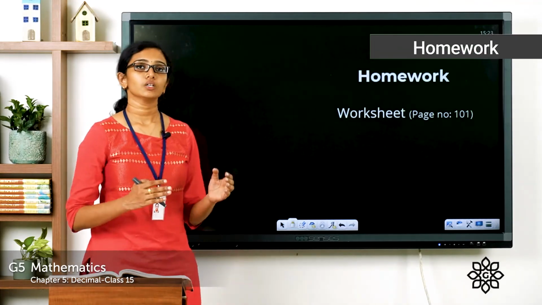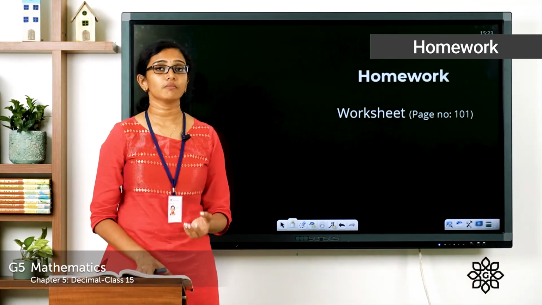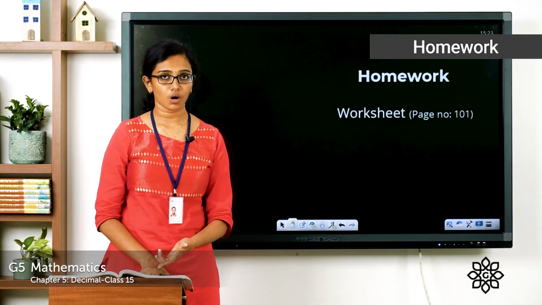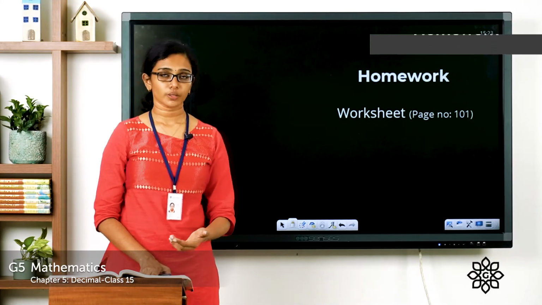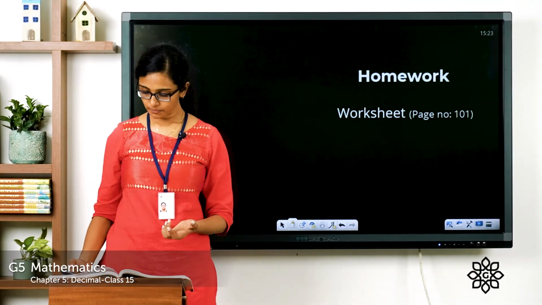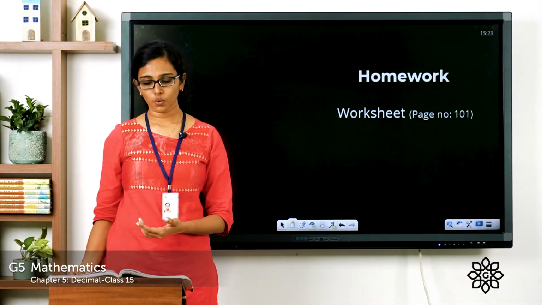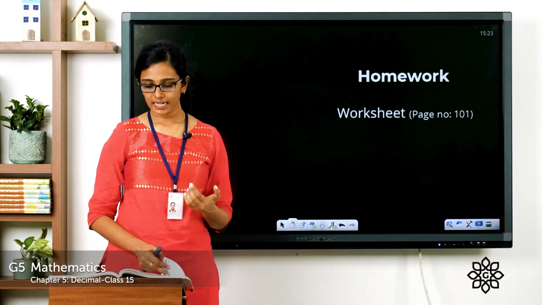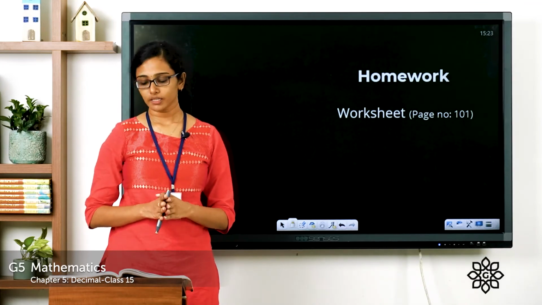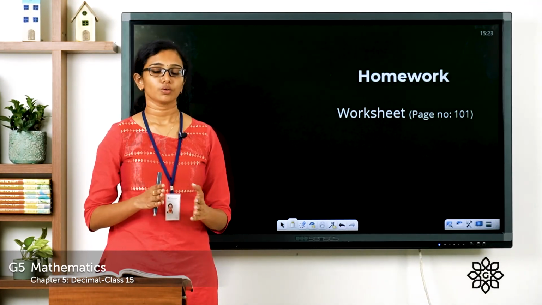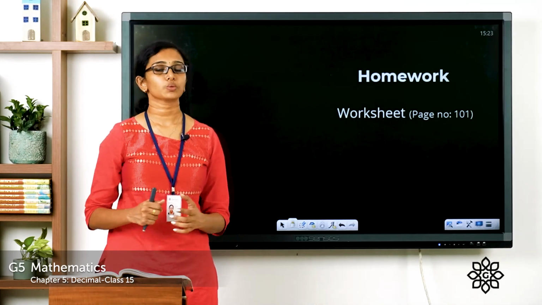Now children, you can go through these questions once again and make sure you complete all the questions. You can work out these questions in your notebook. You have to complete all the questions. Then in page number 99, there is a heading Maths Lab activity. You can go through it and do accordingly. And as a homework, you can complete the questions from worksheet, which is given in page number 101. Go through these questions as well and do accordingly.